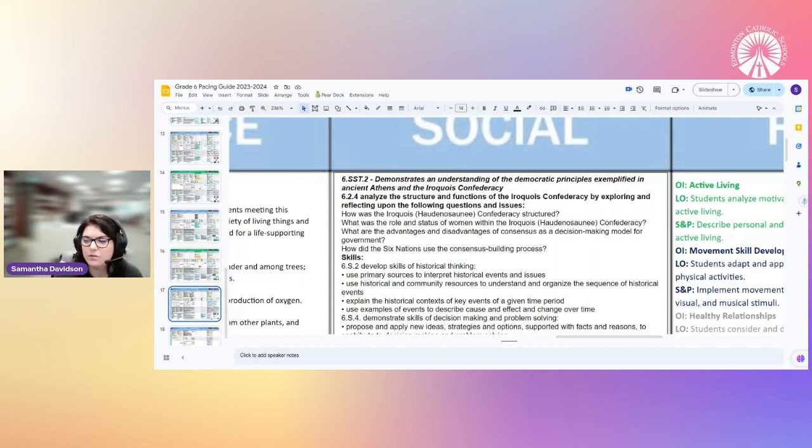Today, I am going to go through the May Social Studies Pacing Guide and look at connections within the Pacing Guide and to the other subjects that are happening right now.